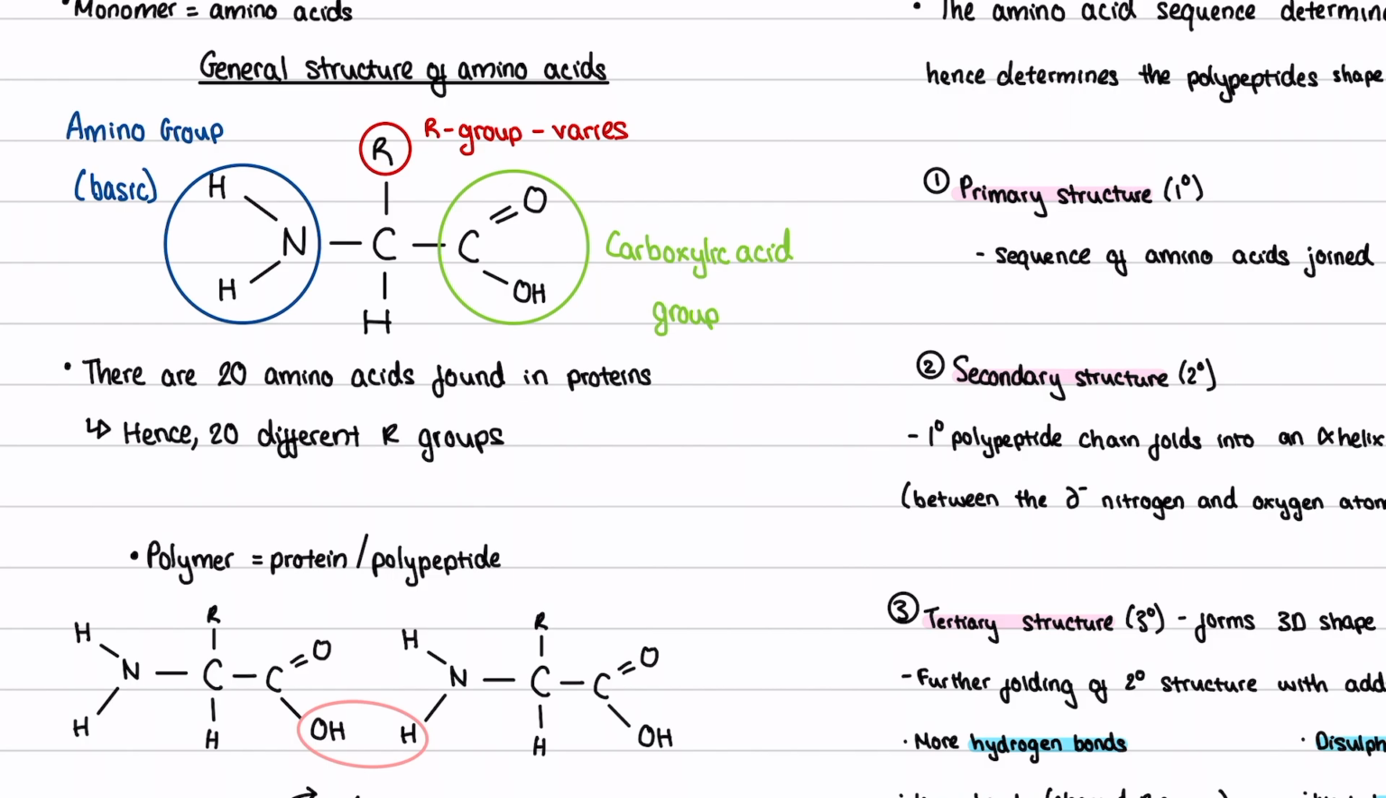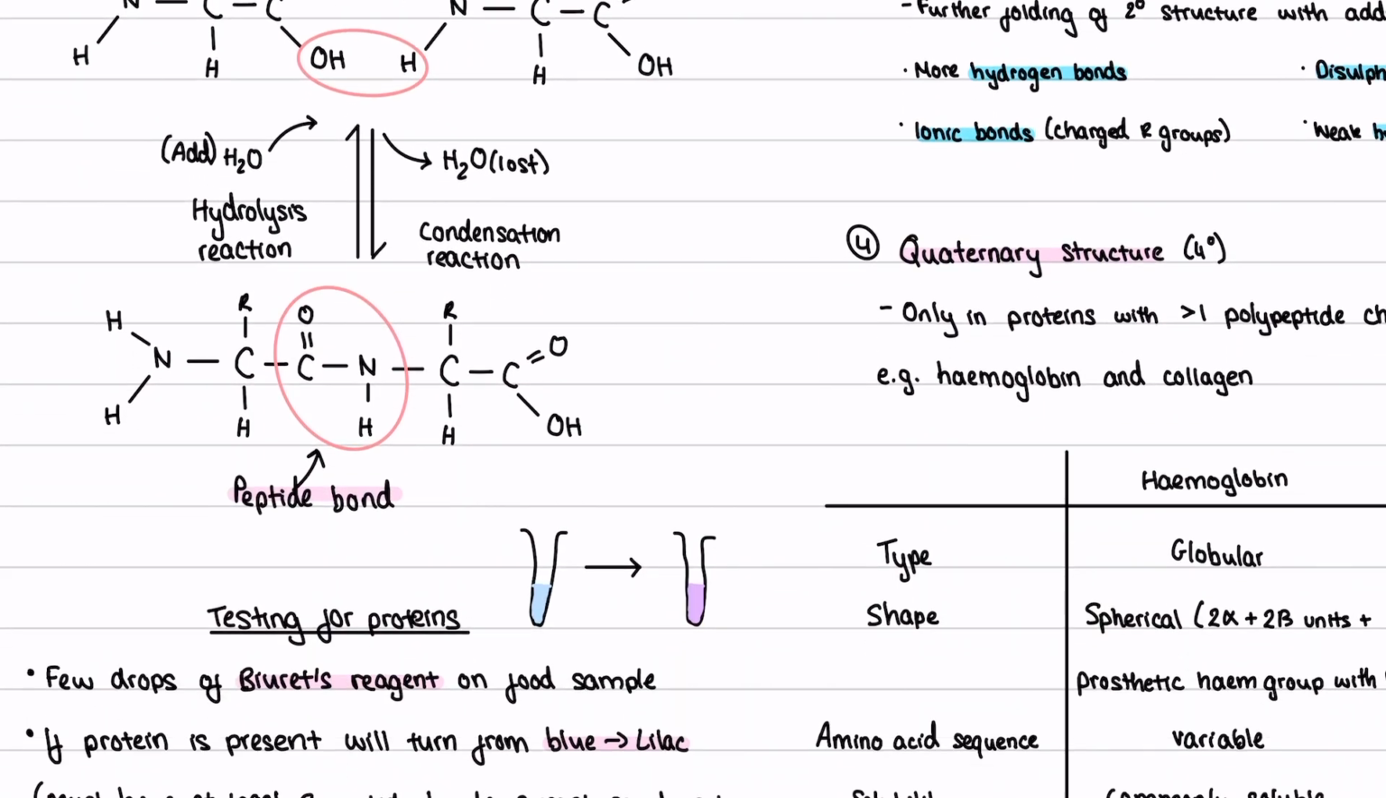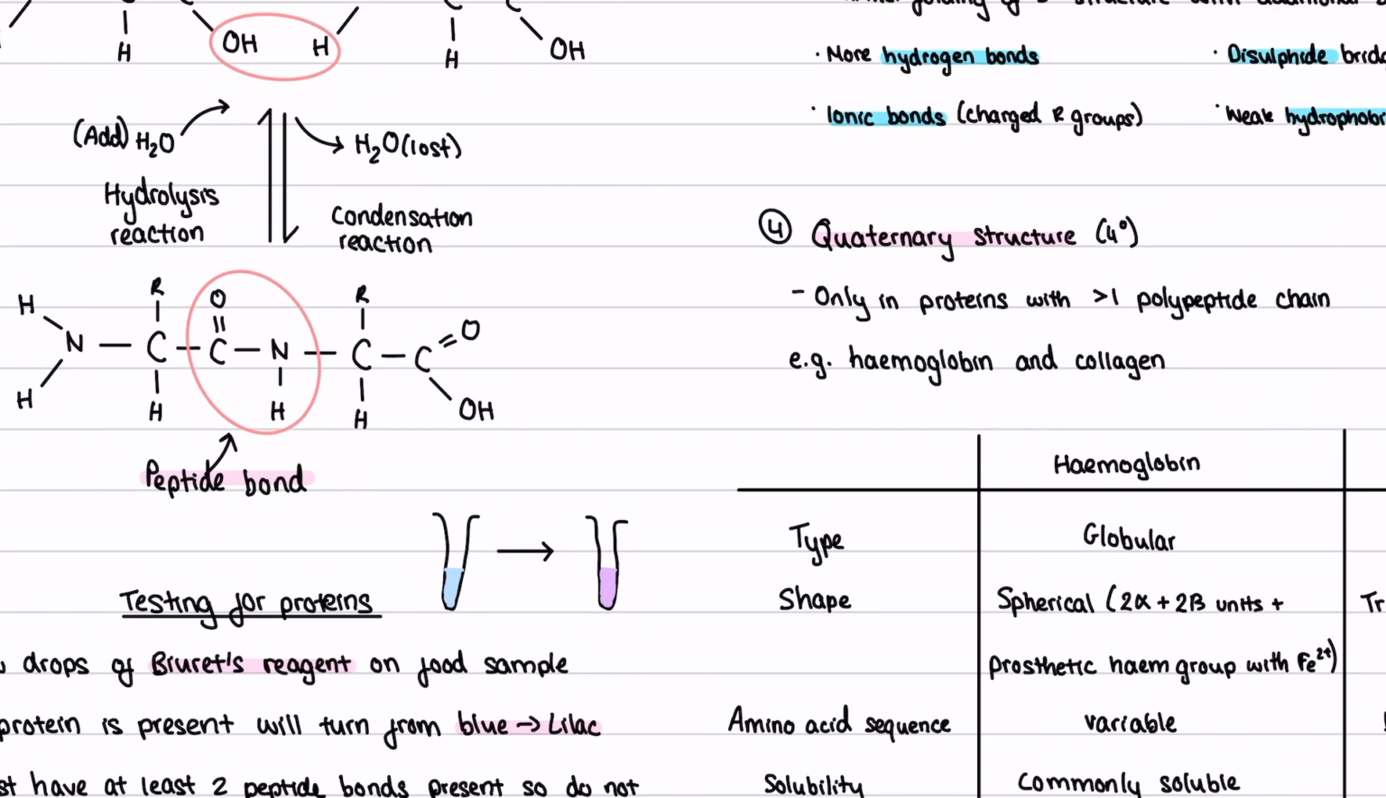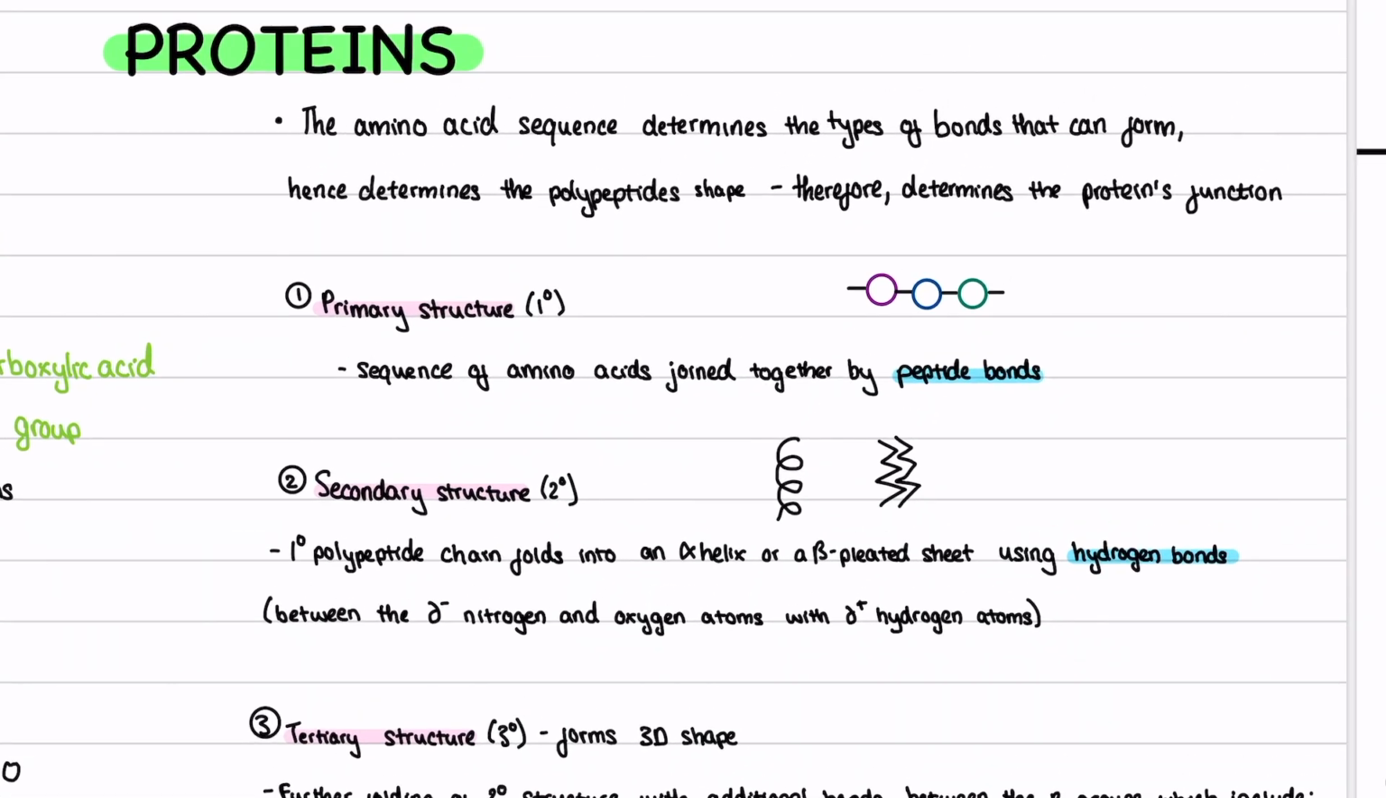To test for proteins, you need to use the Biuret reagent. If proteins are present, the solution will change from blue to lilac. However, this only detects if there are more than one peptide bond, so it does not detect amino acids and dipeptides. You also need to know about the structure and function of proteins.